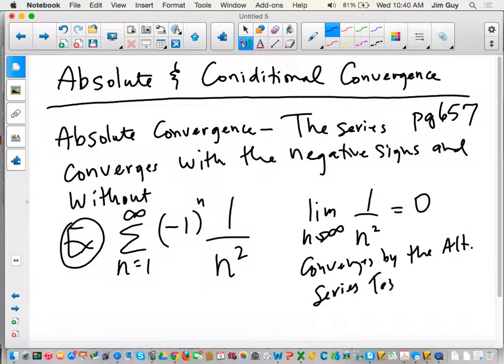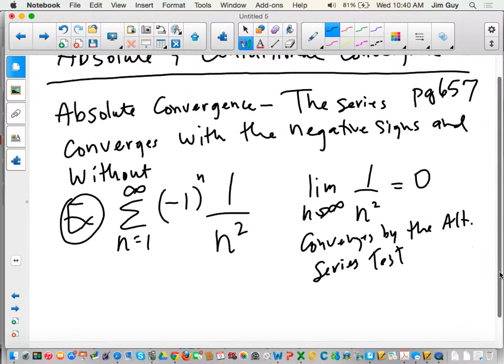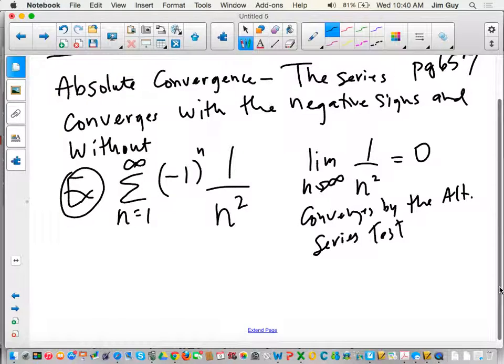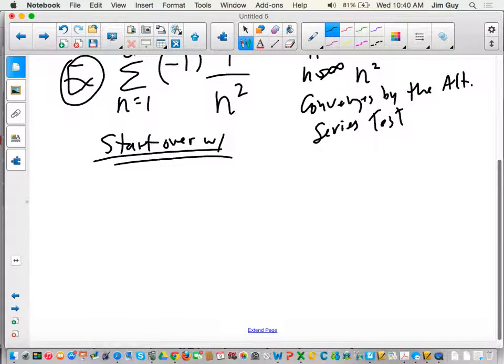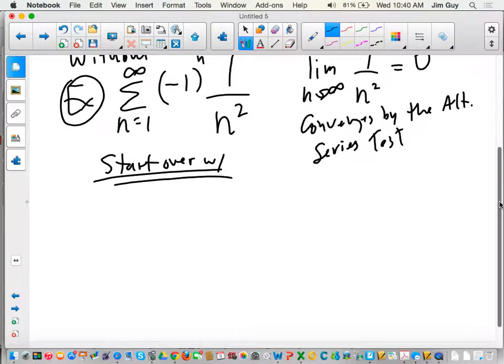If that's all they ask you, does it converge? We're done. We know it converges. If they say, does it absolutely converge or conditionally converge? Then we check and we start over. So we start over with this series without the alternating part, without the negative 1 part. So just this.